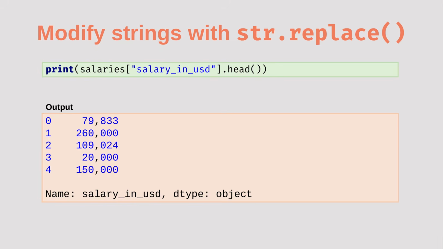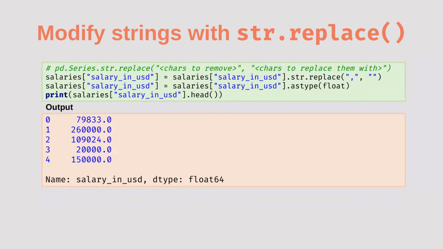We see that there are commas which makes this column non-numeric in nature. Let's make it numeric by removing the commas first. To remove commas, we can use the pandas string.replace method. First, we pass the character we want to remove, in this case a comma, followed by an empty string to replace it with nothing. After updating the column, we print the first 5 rows to confirm that the commas have been removed. However, the column is still not numeric.